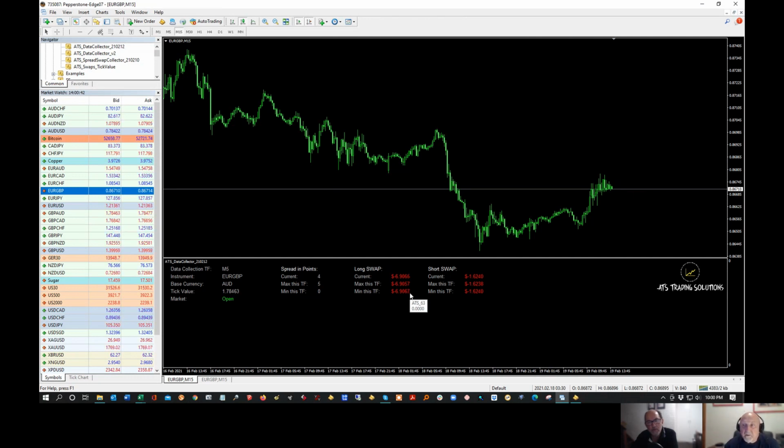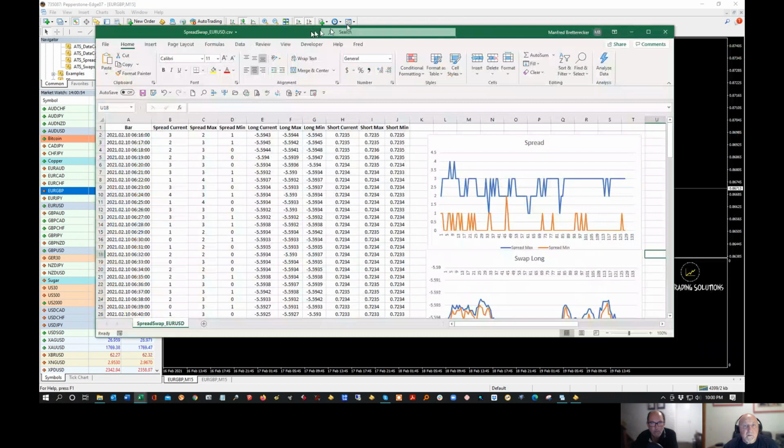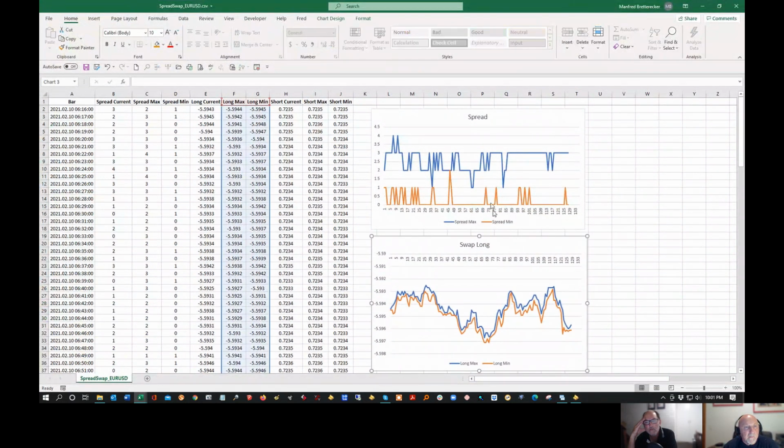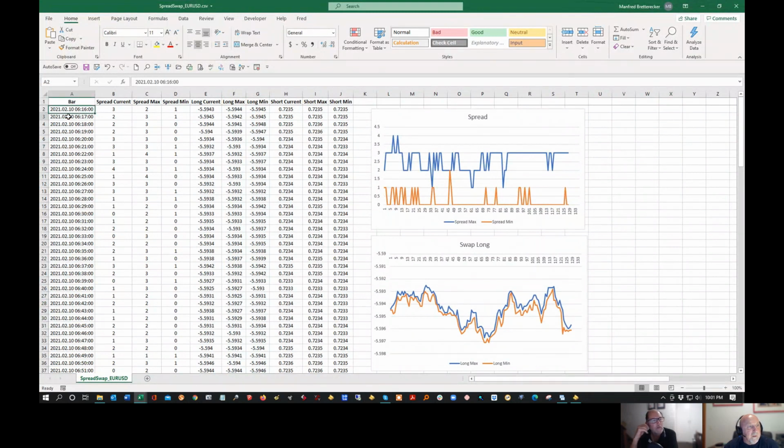But what it is doing in the background, it's recording this information into that CSV file I was telling you about. So rather than sit here and wait for data to be collected, I've ran this the other day, and this is typical of what we can get out of this CSV file. These charts have been put in manually just recently, but the reality is that this data collector, you can see here, it's collecting on a 1 minute basis. Yep. So the current spread, maximum spread, minimum spread, current long position swap, maximum long swap, minimum long swap.